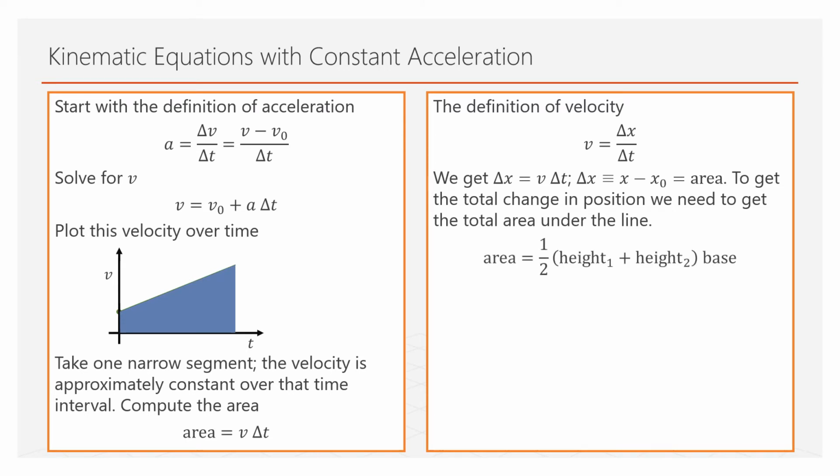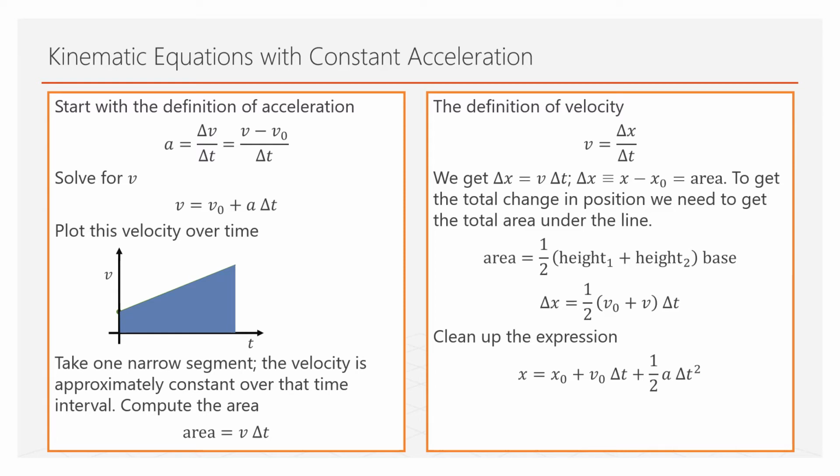The area of a parallelogram is equal to the average height multiplied by the length of the base. Here, the height will be determined by the velocity at both ends, and the base is just the time interval. The area is the total change in position. And so we get that the change in position equals the average velocity, which is 1/2 (v naught plus v), and that multiplied by the time interval. We can just clean up this expression and then include the equation for velocity that we found earlier. And we get that x equals x naught plus v naught delta t plus 1/2 a delta t squared.